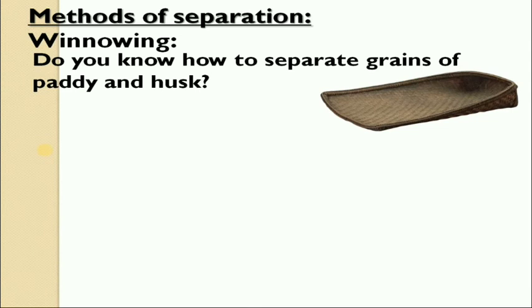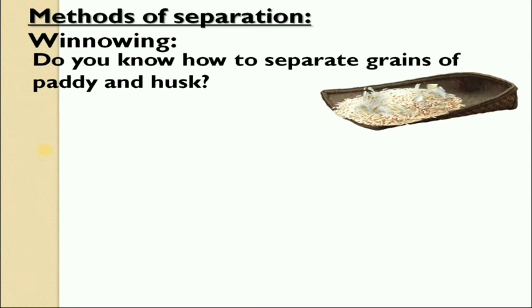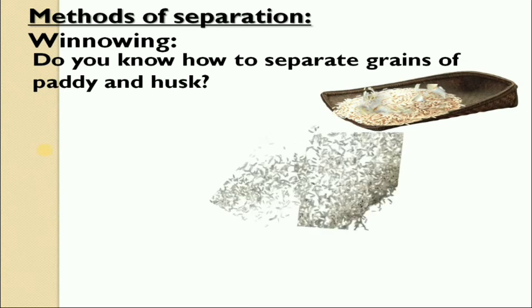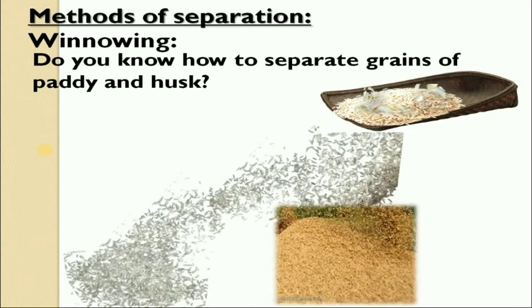Now do you know how to separate grains of paddy and husk? For this, take a bamboo tray and take the mixture of grains and husk. On a windy day, based on the wind direction, shake it from the top from a certain height, so that the wind takes away the light husk and the paddy grains fall directly down. They are collected separately and we can collect the paddy grains.